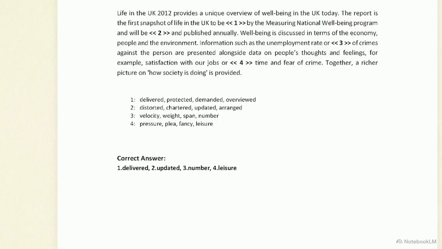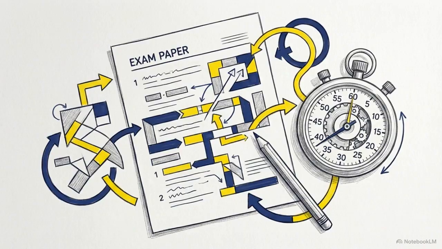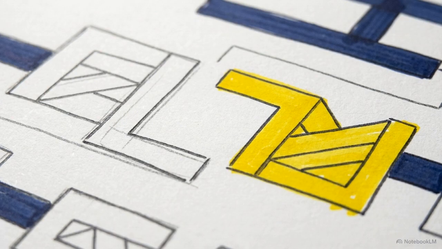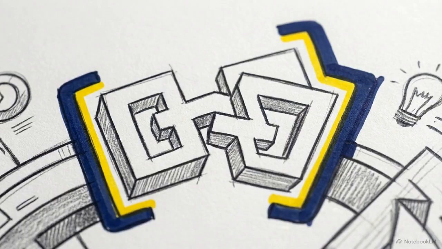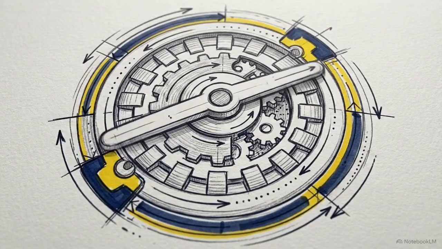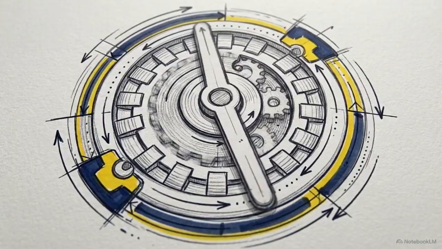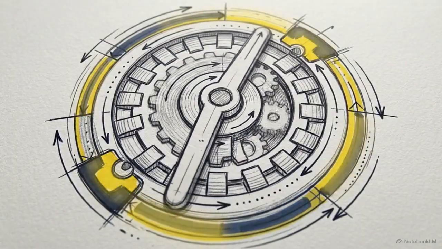Here is the final result. By refusing to guess, we have deduced delivered, updated, number, and leisure, resulting in an accurate paragraph. To replicate this on your own exam, practice the 3 tactics we used today: verify subject-action relationships, enforce a strict forward reading habit, and match required collocations. Applying this evidence-based approach removes intuition from the equation. It transforms the reading section from a guessing game into a predictable system.